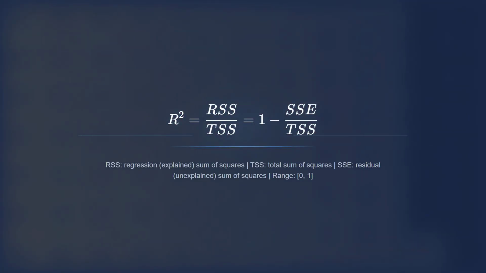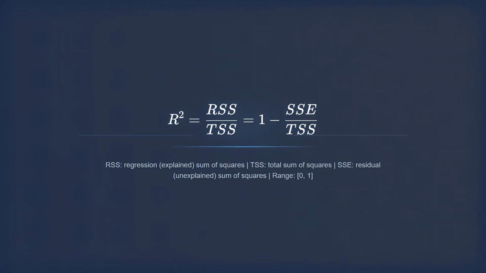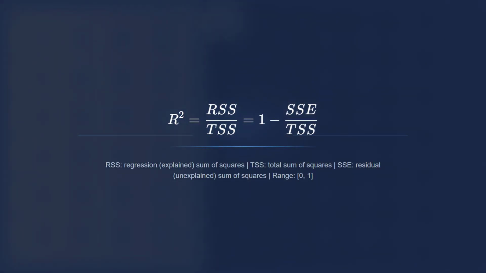R-squared. The coefficient of determination. R-squared equals RSS divided by TSS, regression sum of squares over total sum of squares. It equals 1 minus SSE over TSS. The range is 0 to 1. 0 means the model explains nothing. 1 means the model explains everything.